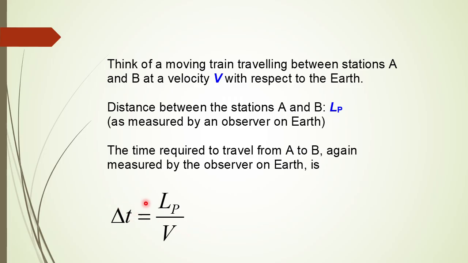This time measurement is delta T, not the prime frame, because the prime frame is the one in which the train is not moving, right? The object itself is not moving. So the length is length AB, this is LP, and then we just use the velocity of the train, distance divided by speed, to give us time.